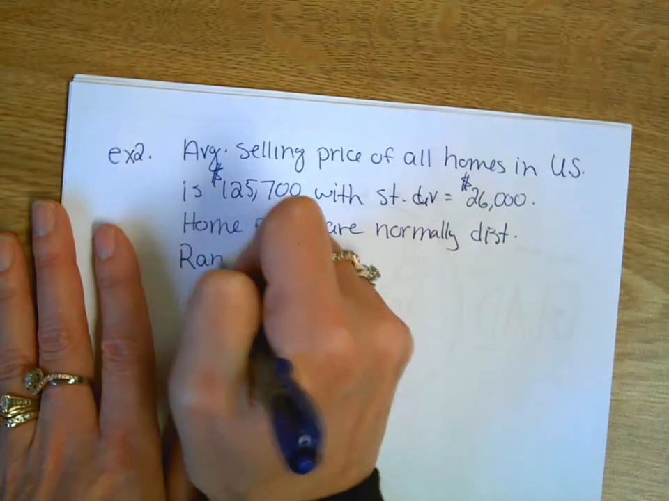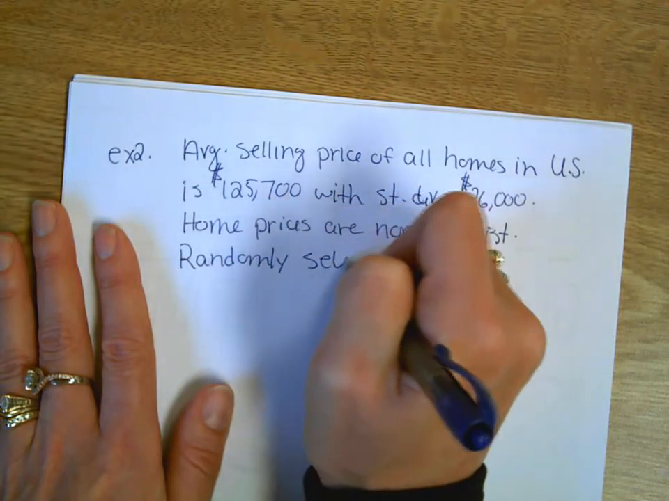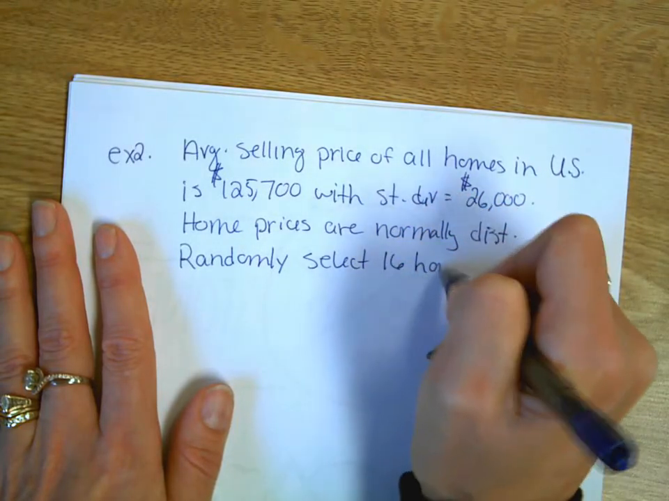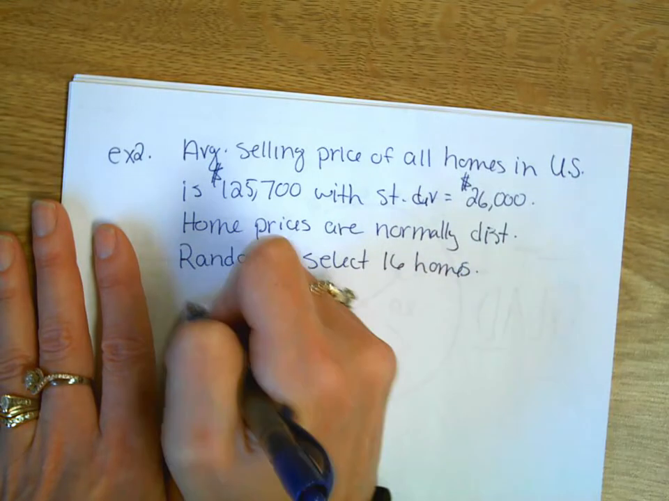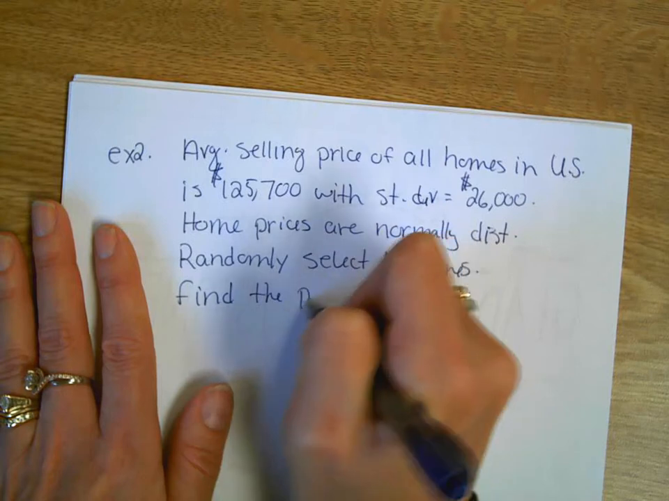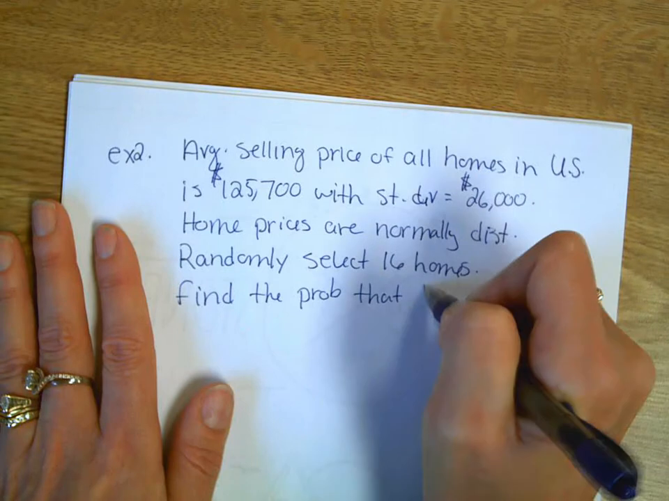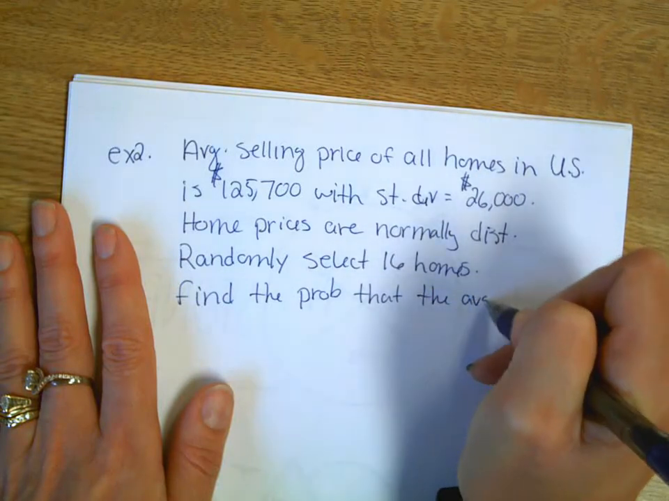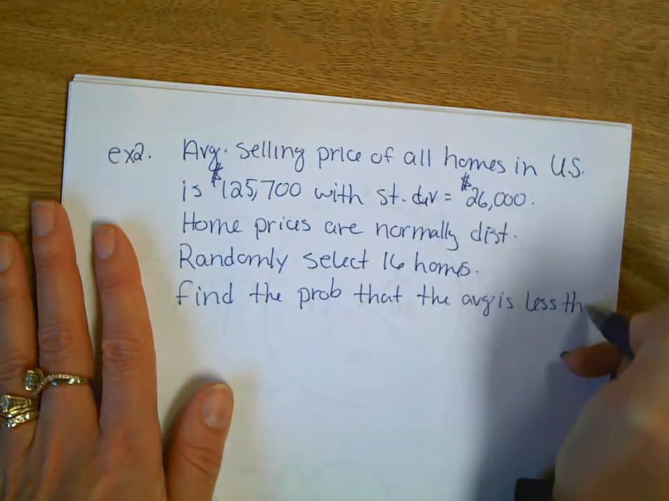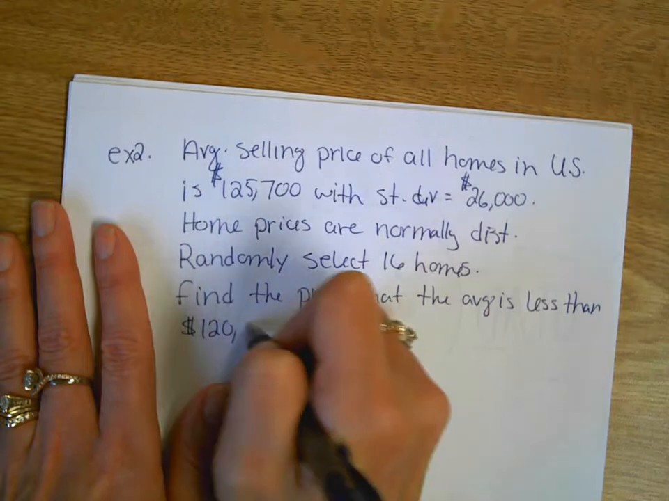You are going to randomly select 16 homes and average those prices together. Find the probability that the average is less than $120,000.